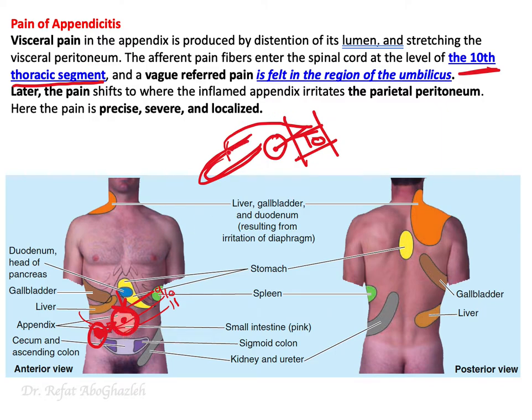Then once the visceral peritoneum is inflamed, it irritates the parietal peritoneum above it here, which lines the anterior abdominal wall. That means the parietal peritoneum that lines the abdominal wall is also irritated, and there is pain there. So when you do a rebound test, or you apply a little bit of pressure on the right iliac fossa, you get the pain there. That means the pain shifted from the umbilicus to the right iliac fossa, because the parietal peritoneum above it is now irritated, and the pain can be felt at the right iliac fossa.